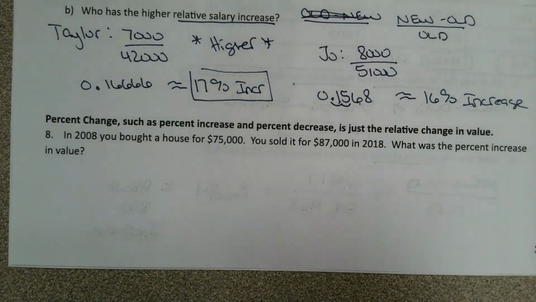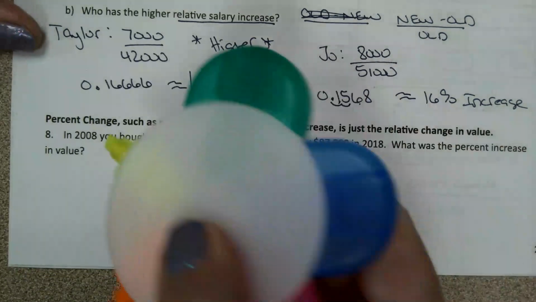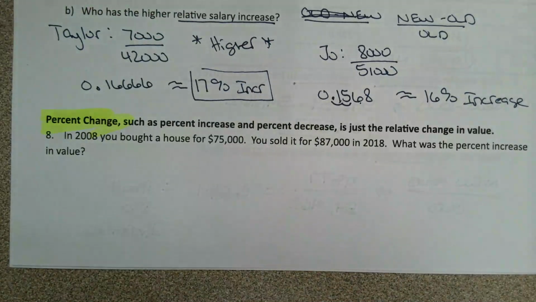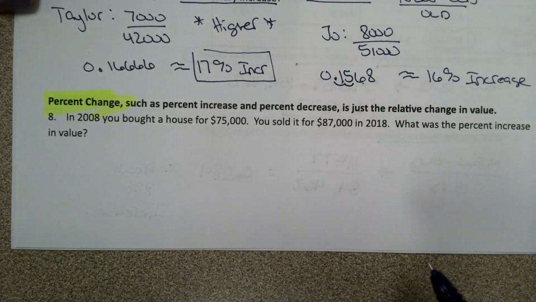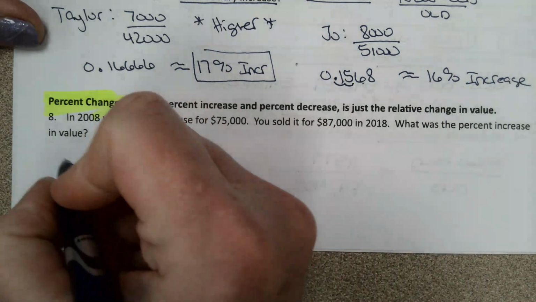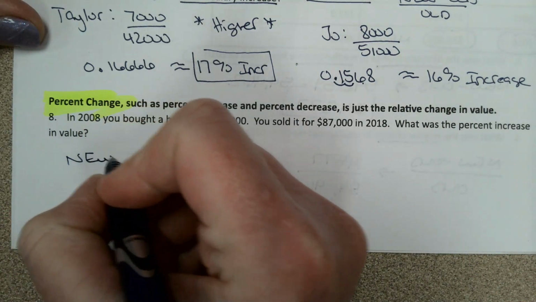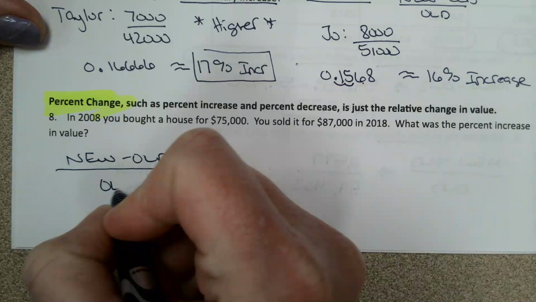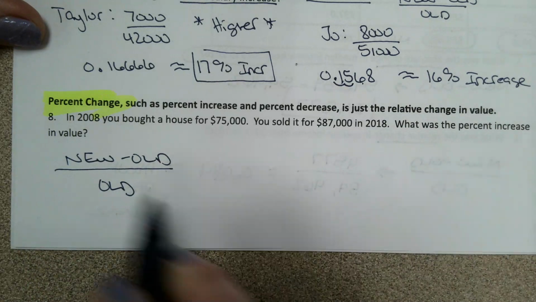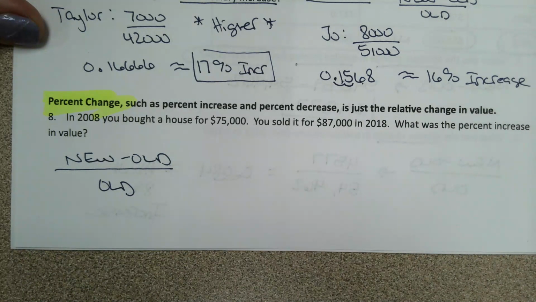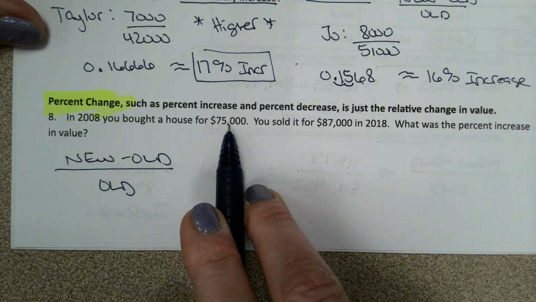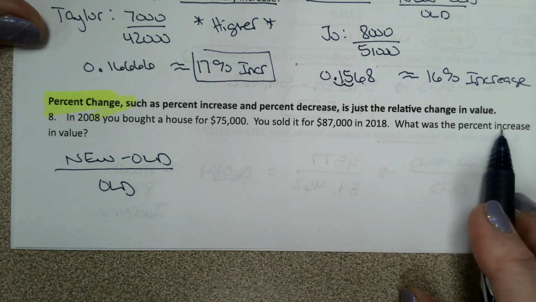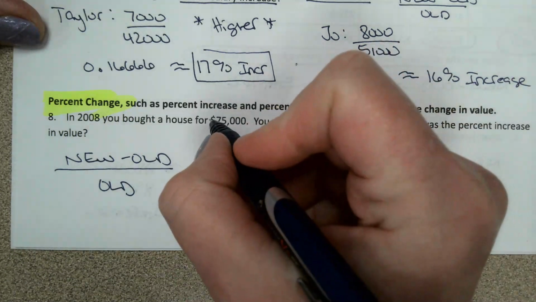Number 8, it uses the phrase percent change. Well, percent change is just another way of saying relative change. So we're still going to go new minus old divided by old. So if it asks for a percent change, we're still following this format. In 2008, you bought a house for $75,000. You sold it for $87,000. What is the percent increase in value?